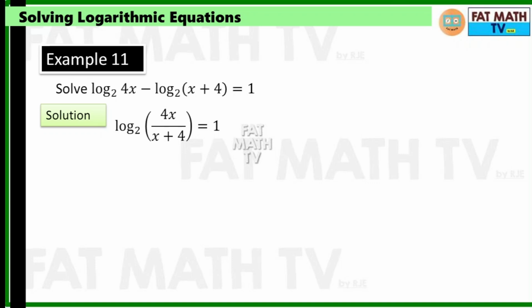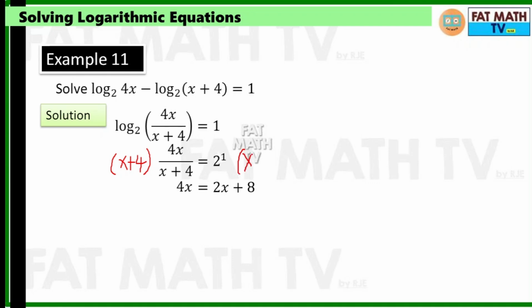And then after that, you transform this to exponential form. 4x over x plus 4 equals 2 raised to 1. 2 raised to 1 is 2. And then multiply both sides by x plus 4. Because that is a rational equation, you multiply both sides by x plus 4.